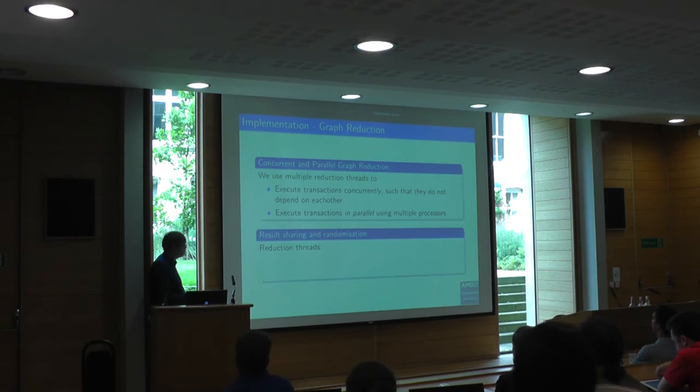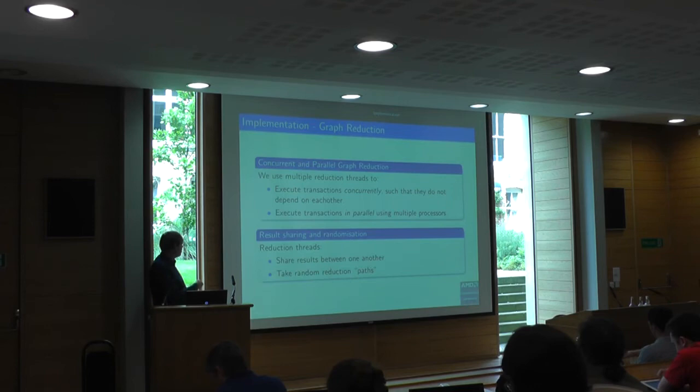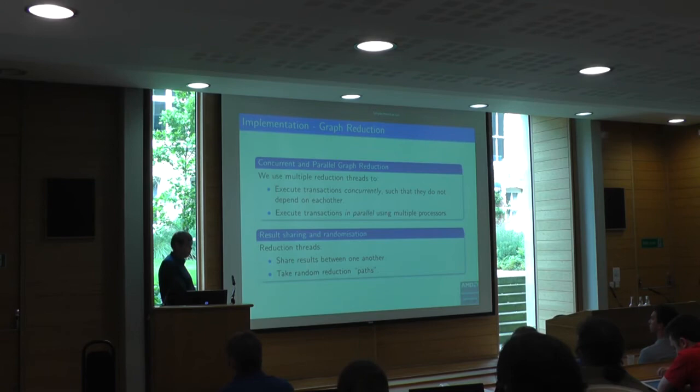So the idea we have for graph reduction is based on what we call result sharing and randomization. The idea is that we have a fixed set of reduction threads which share results between one another through result sharing nodes. To distribute load among them, we randomize the paths in the reduction graph. So they will be in different parts of the graph most of the time, and when they are in the same part, or when they visit a path that another thread has already visited, they will use the results from the other thread.